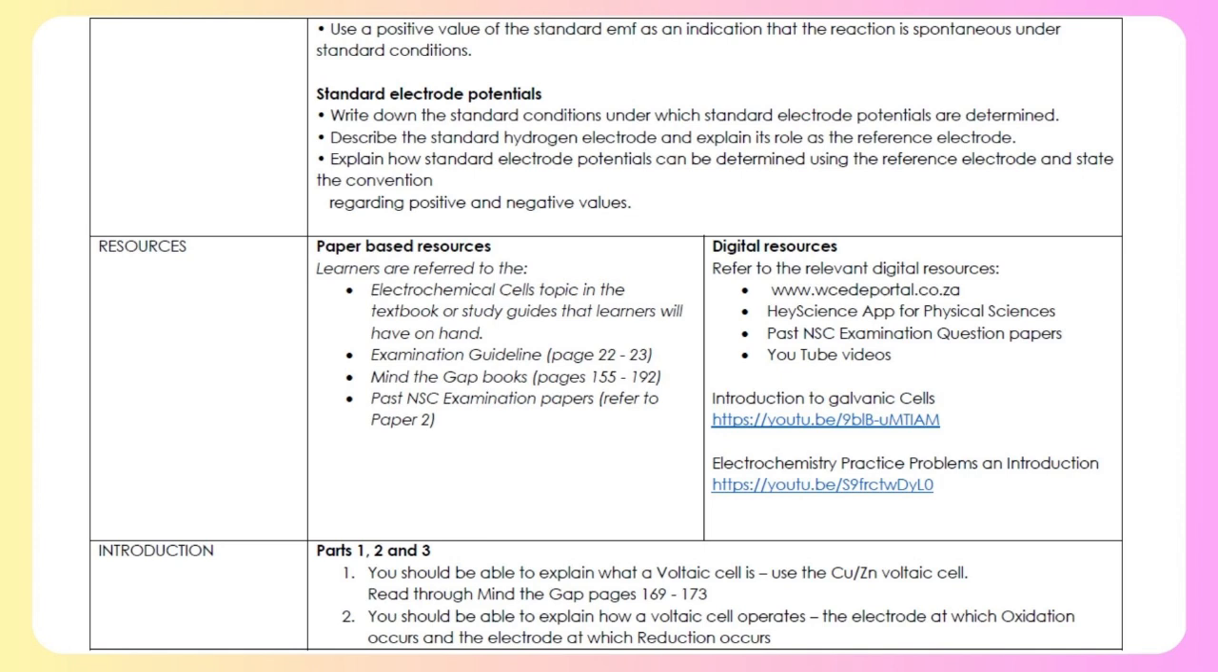Resources: paper-based resources. Learners are referred to the electrochemical cells topic in the textbook or study guides that learners will have on hand. Examination Guideline, page 22 to 23. Mind the Gap books, pages 155 to 192. Past NSC examination papers, refer to Paper 2.